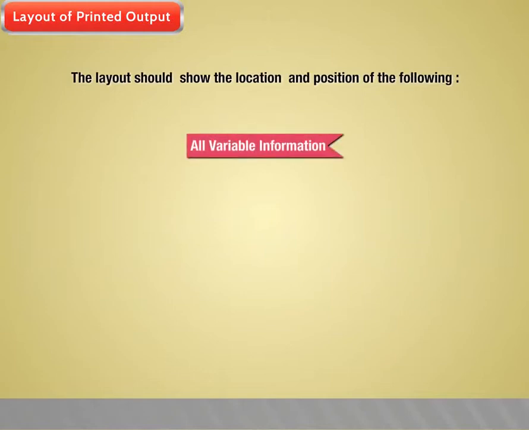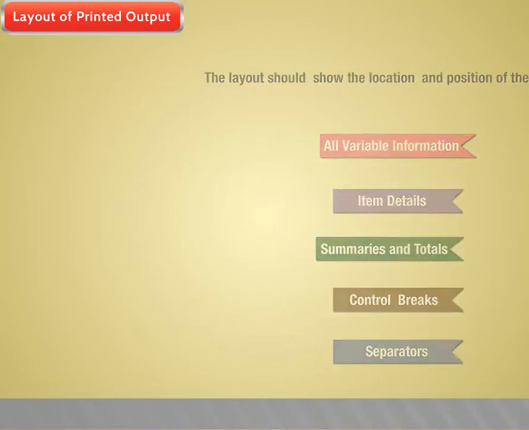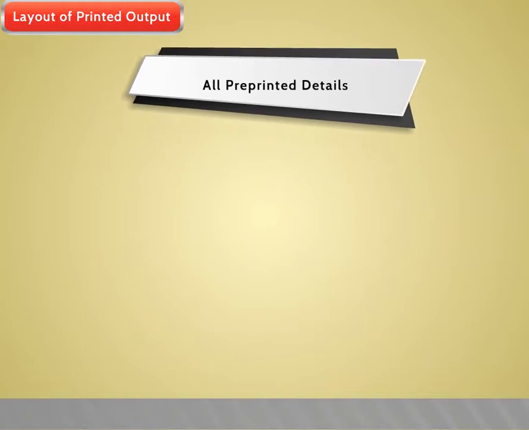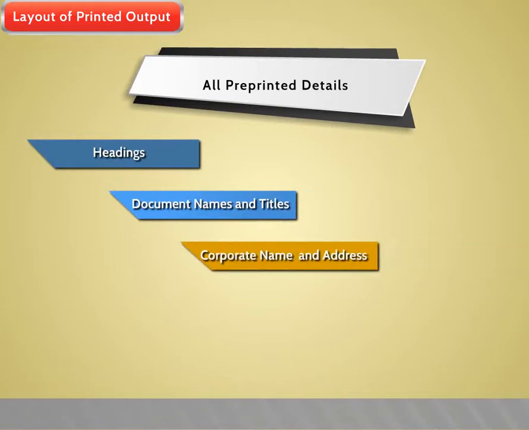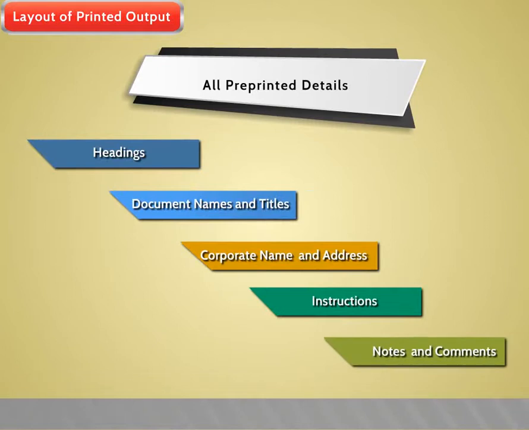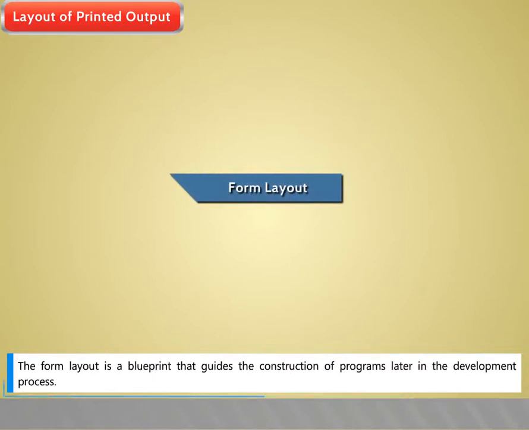All variable information, item details, summaries and totals, control breaks, separators. All pre-printed details, headings, document names and titles, corporate name and address, instructions, notes and comments. The form layout is a blueprint that guides the construction of programs later in the development process.